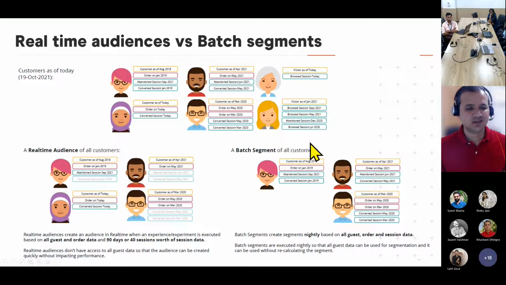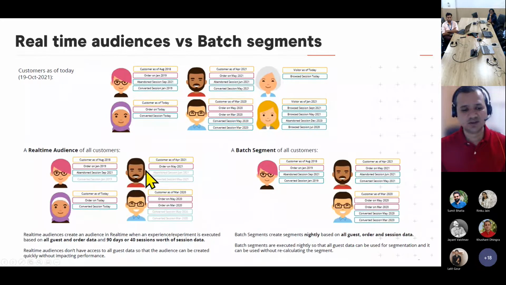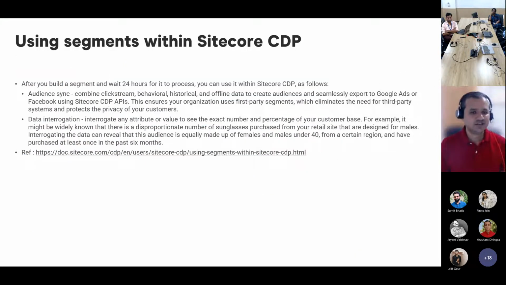And this basically shows we had these users based on real-time audience. Few users belong to this real-time segment, and a few of the user base are filtered to a batch segment. So using segmentation with Sitecore CDP, after you build a segment, for the batch segment you need to wait for 24 hours for it to process.